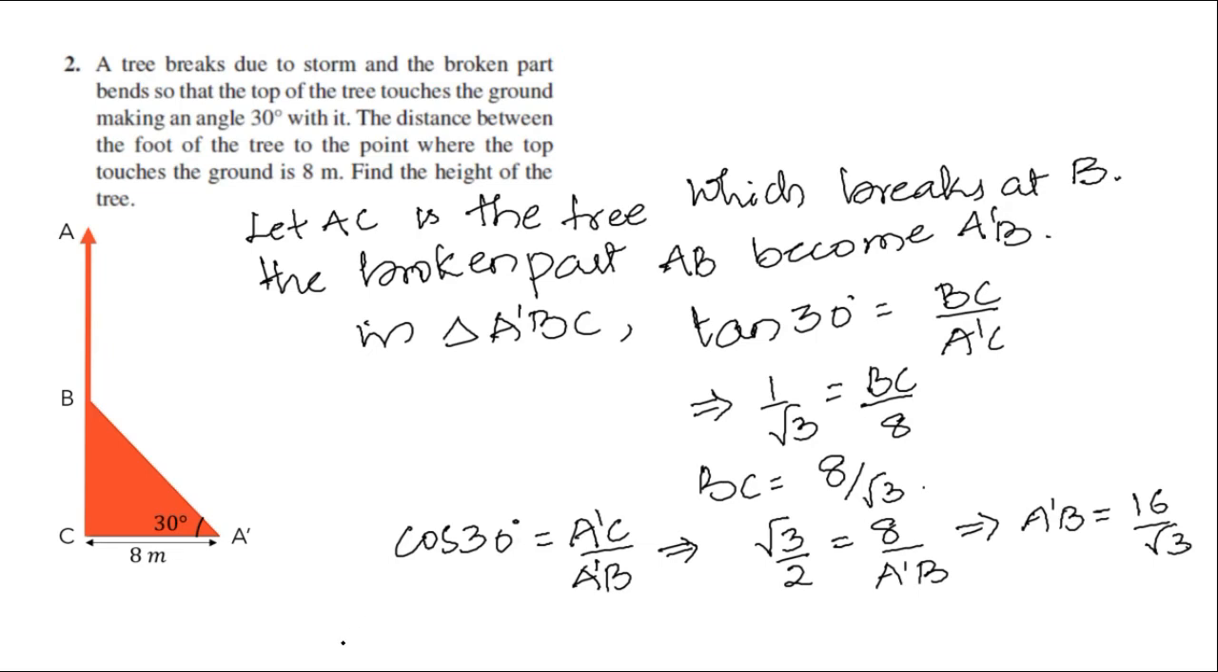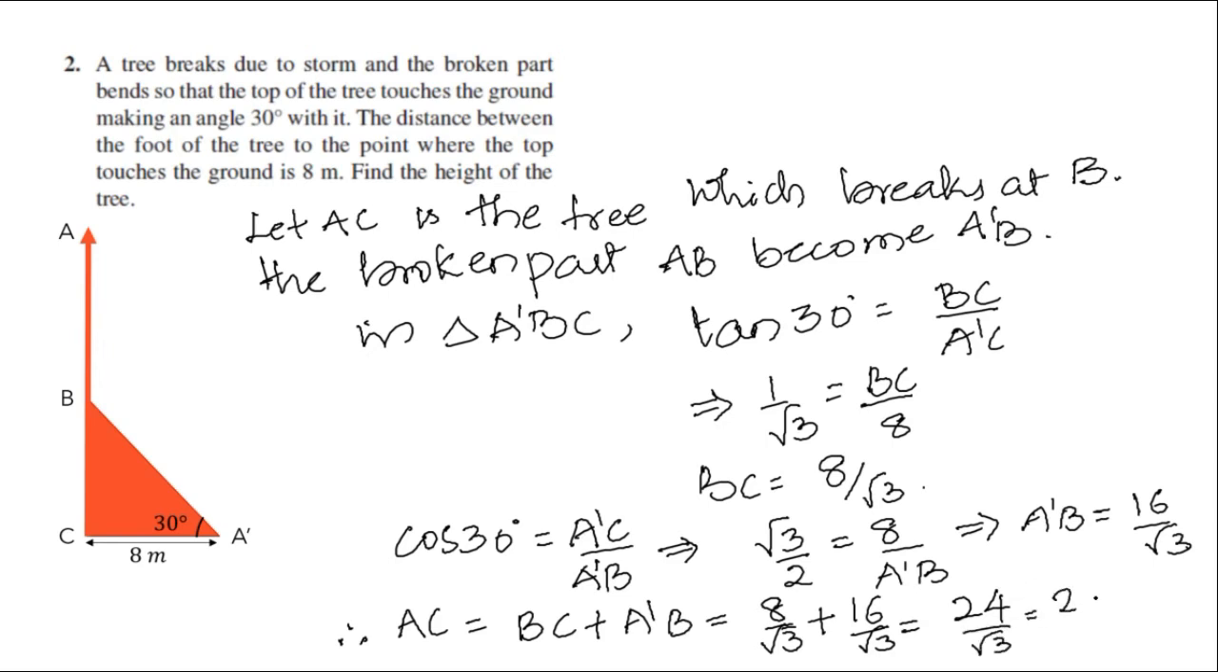Therefore, AC will be equal to BC plus A dash B. This will be equal to, BC is 8 by root 3, A dash B is 16 by root 3. Upon adding, we get 24 by root 3.